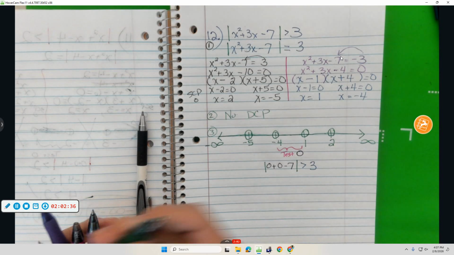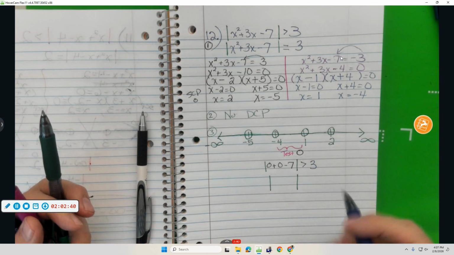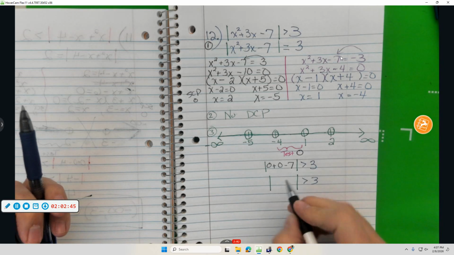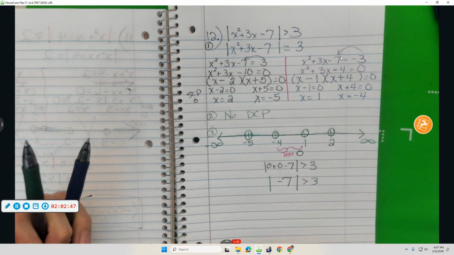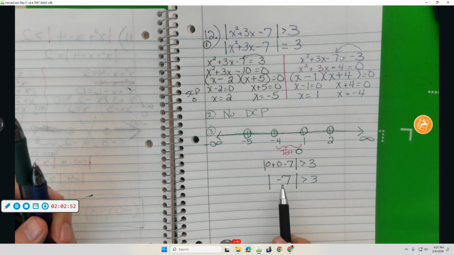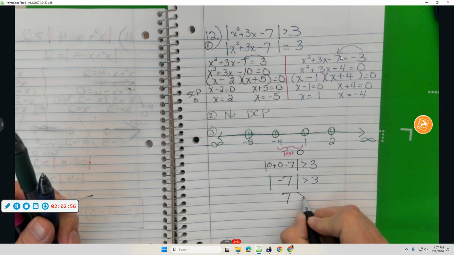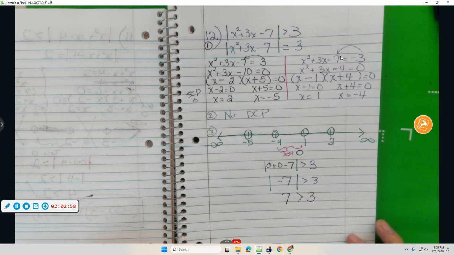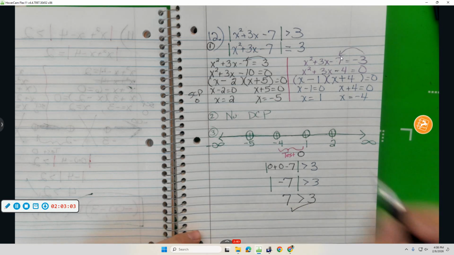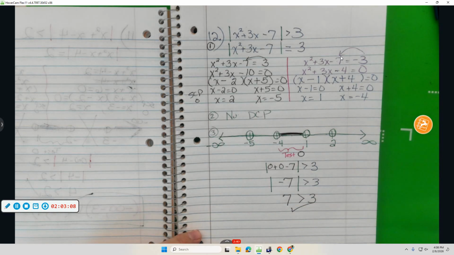It looks like it's going to be... You might think false, but wait a minute. This isn't negative 7. It's the absolute value of negative 7. With absolute value, that means drop the negative if there's a negative on the number. So 7 is greater than 3. True or false? True. So shade. And I'll finish it up from there.